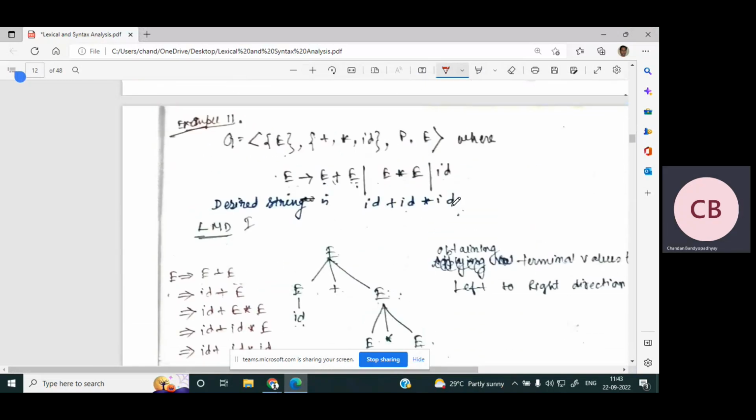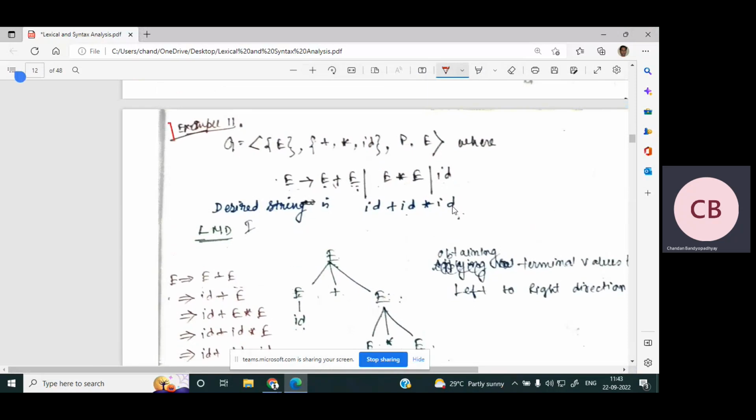Now for example, this is a grammar G. Consider example number 19 here. It consists of four tuples: Vn, sigma, the production rules, and the start symbol. Here the start symbol is E, that's why it is directly given. Vn is E, the non-terminal. Sigma means the terminal values: plus, asterisk, and ID. These are the production rules: this one, this one, and this one. That means E generates E plus E, or E can generate E star E, or E can generate ID.